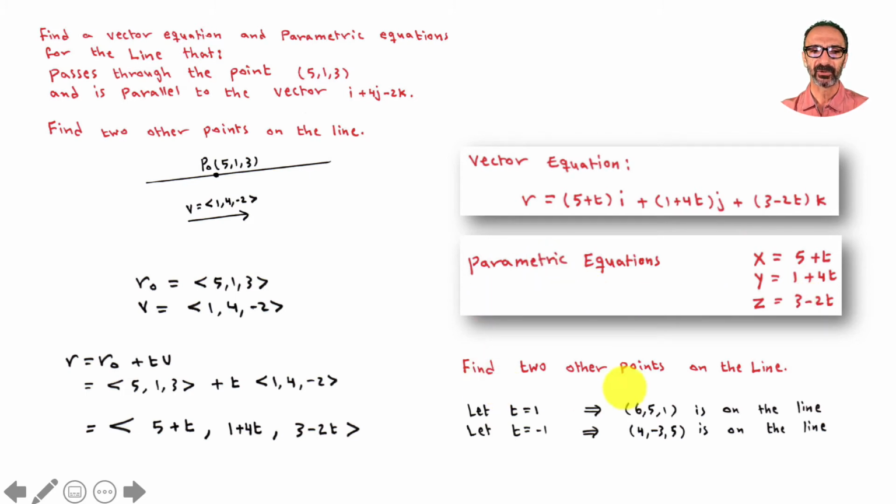Now, how do you find two other points on the line? Simple. As I said earlier, 6, 5, 1 is on the line. How do you do that? Well, look, if T is 1, that's 6. If T is 1, that's 5. And if T is 1, that is 1. Same thing for T equals negative 1. You could put T equals 5, 7, 20, whatever you want.